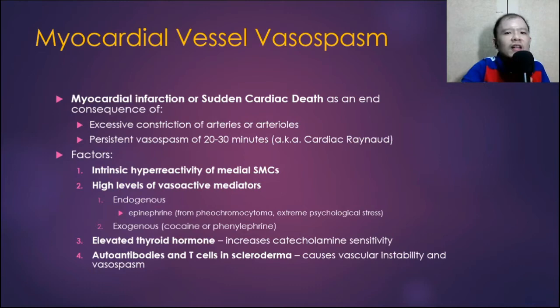Myocardial vessel vasospasm happens in patients that have impending myocardial infarction or sudden cardiac death. Nagspasm. So it's not only the blockage secondary to thrombus that causes MI, but also spasm, which aggravates the impediment of the blood flow. The factors are intrinsic hyperreactivity of smooth muscle cells, high levels of vasoactive mediators, particularly these sympathetic mediators, elevated thyroid hormone, and autoantibodies and T cells in scleroderma.